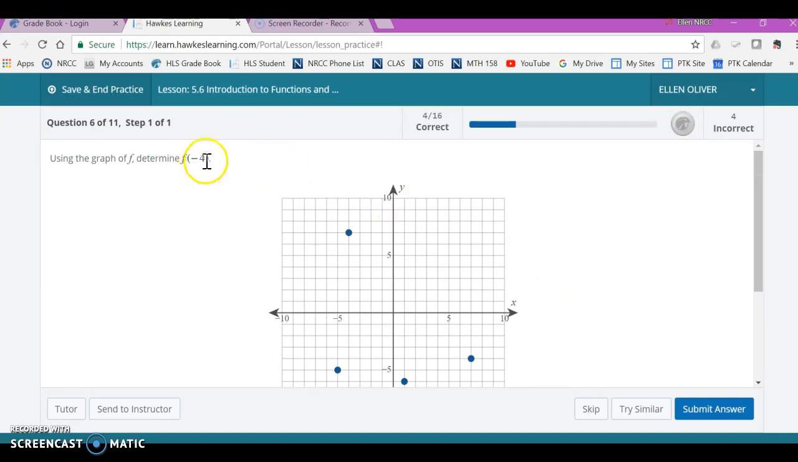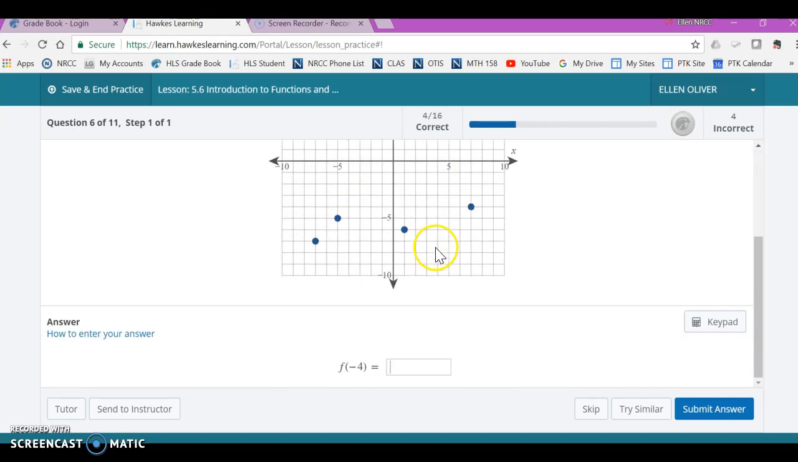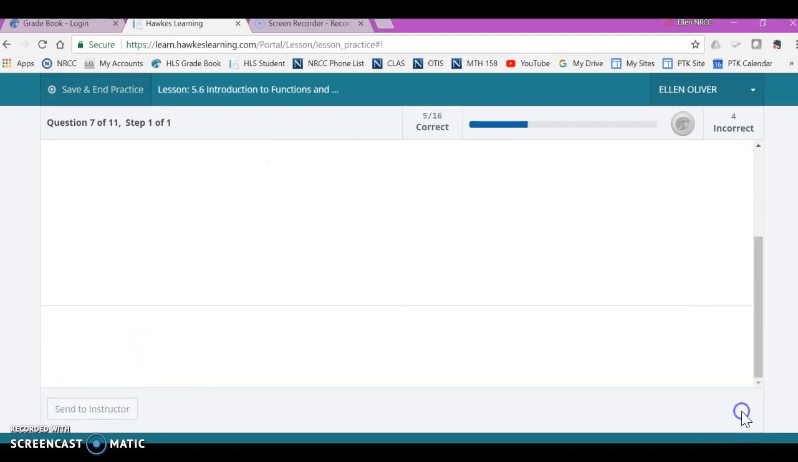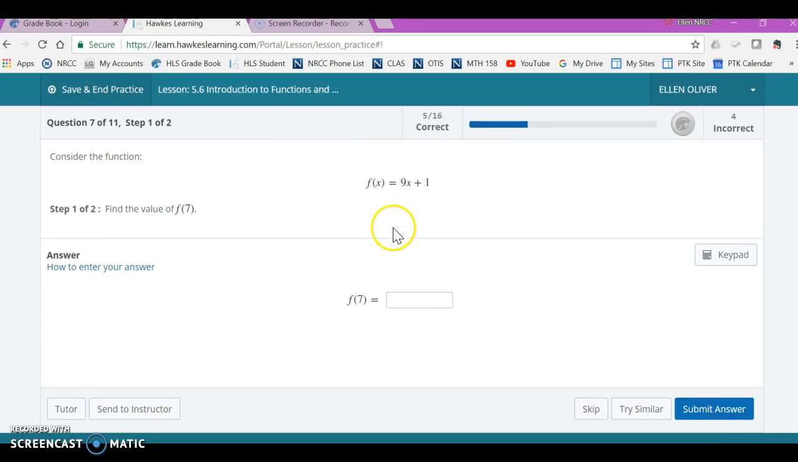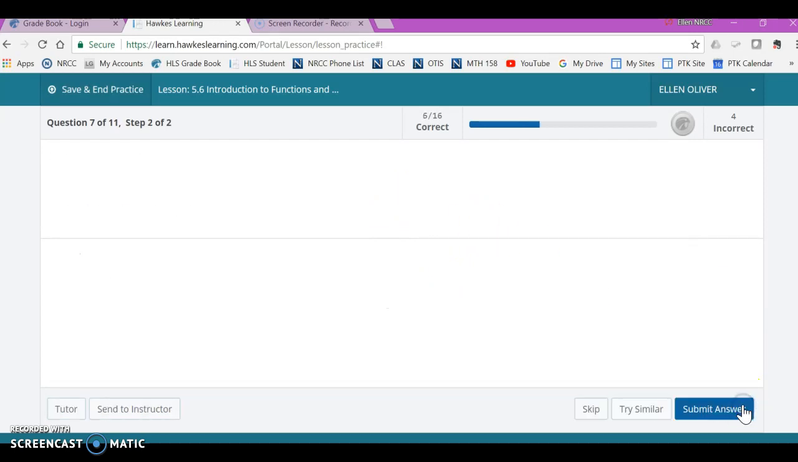Okay, well, remember f of x. So -4 is your x coordinate. So you're going to find -4 on the x-axis. And then you're going to find the y that corresponds to that. And that looks like it's 7. So f of -4, if you plug in -4, you're going to get 7 for your f of x or your y. f of 7, 9 times 7 is 63, plus 1 is 64.